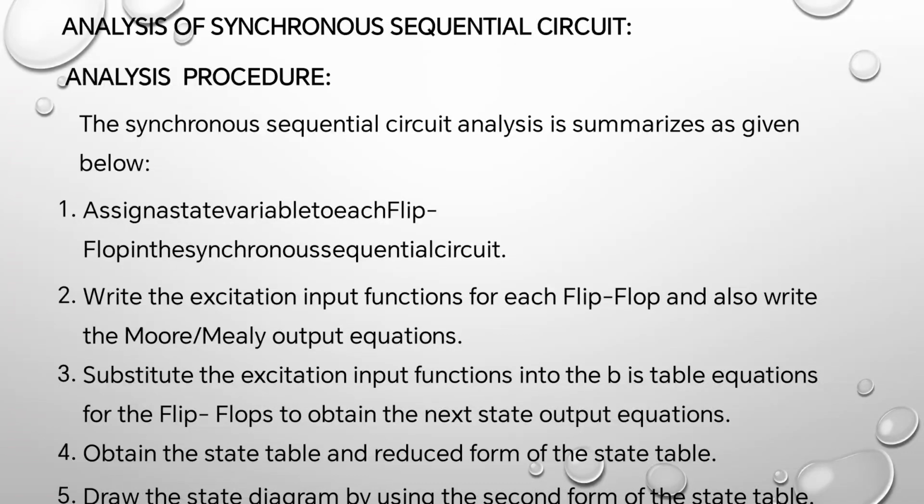Analysis of synchronous sequential circuit. Analysis procedure. The synchronous sequential circuit analysis is summarized as given below. Assign a state variable to each flip-flop in the synchronous sequential circuit. Write the excitation input functions for each flip-flop and also write the Moore and Mealy output equations. Substitute the excitation input functions into the characteristic table equations for the flip-flops to obtain the next state and output equations. Obtain the state table and the reduced form of the state table. Draw the state diagram by using the second form of the state table.